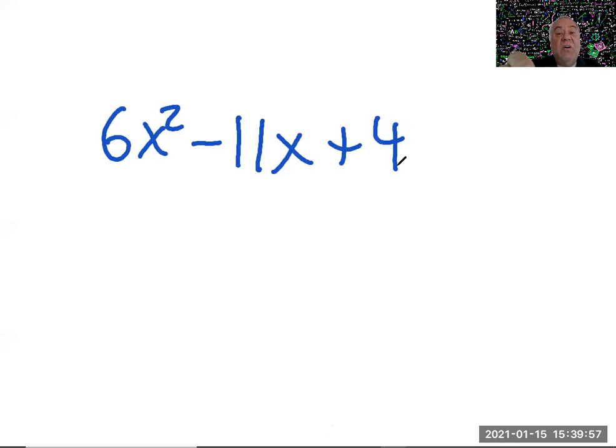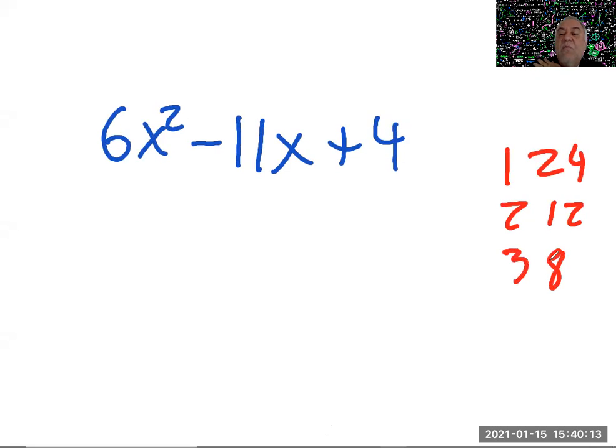You still have to multiply the first term by the last term. So 6 times 4 is 24. And you have to find your factor pairs: 1 and 24, 2 and 12, 3 and 8, 4 and 6. Both positive or both negative. So you still have to do that part, and we figured it was these two.